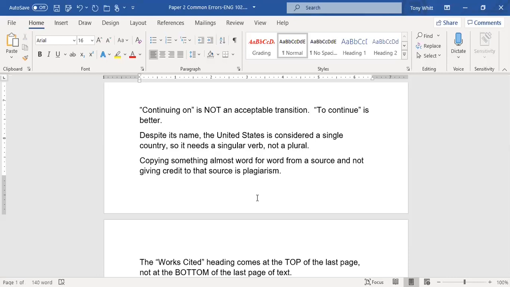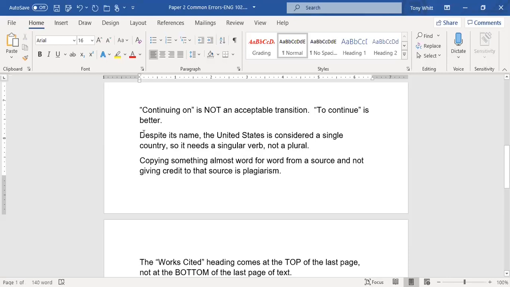And by the way, do use transitions, because some of you are not putting transitions either in your paragraphs or, more importantly, at the beginnings of paragraphs. Even something simple like first of all, secondly, third, those are fine. But do use them, but don't use "continuing on." I'm not quite sure where that comes from, but it's really awkward. And I saw it in at least 4 papers this time.